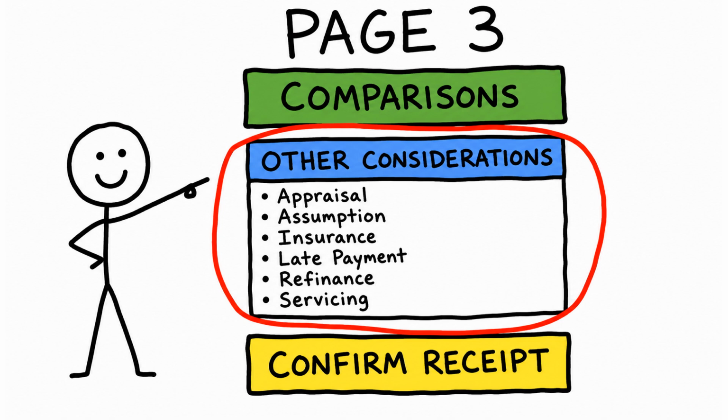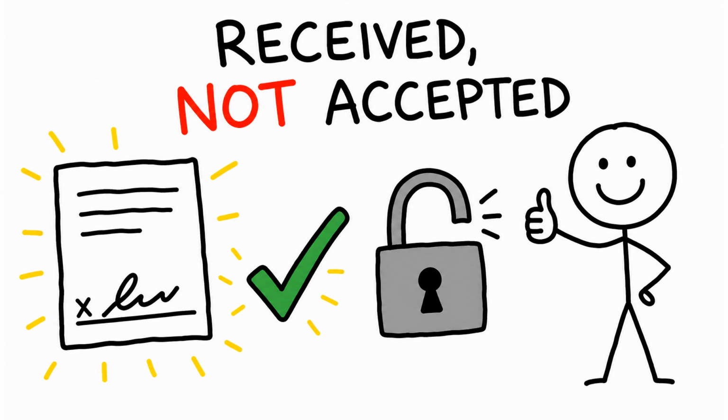Below that, other considerations covers the appraisal, assumption, homeowner's insurance, late payment, refinance, and servicing, which just means who you send your payment to. And right here, the most reassuring part. If there's a confirm receipt line and you sign it, that only confirms you received the form. It does not mean you accepted the loan. You are not locked into anything.